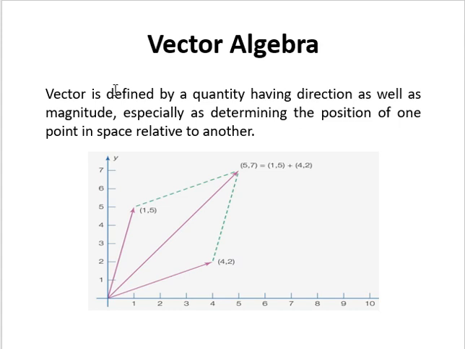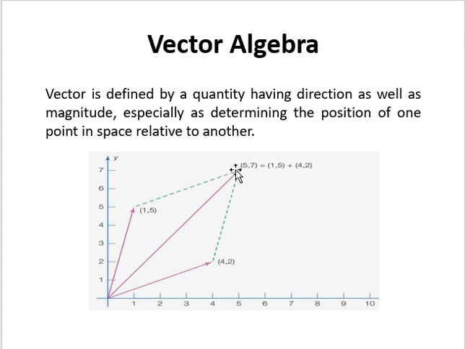Now what is a vector? It is defined as a quantity which has a magnitude as well as a direction. So just look at this picture. A vector can be represented by this point (5, 7). Whatever we have drawn in a graphical plane till now, each and every point can be represented by a vector, just like this.